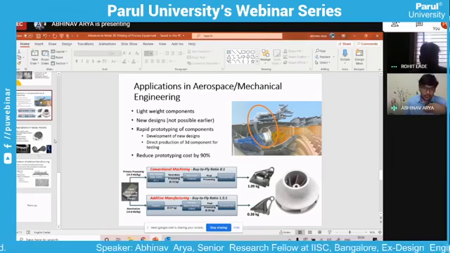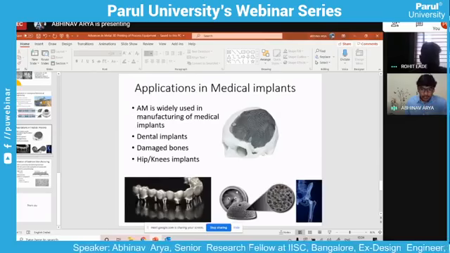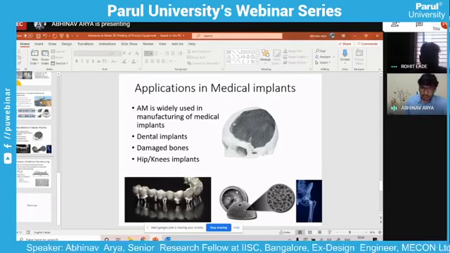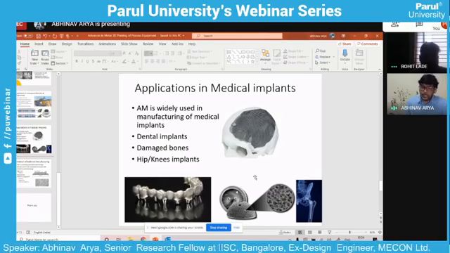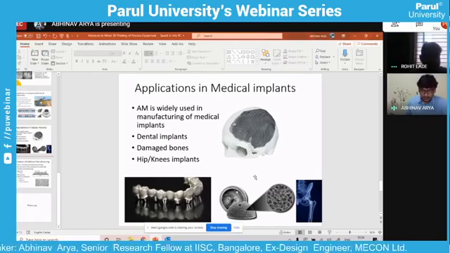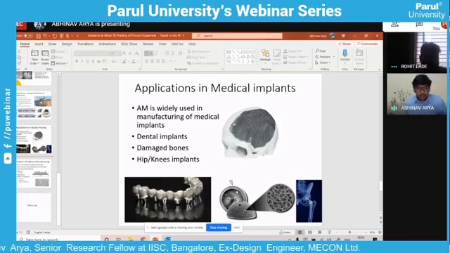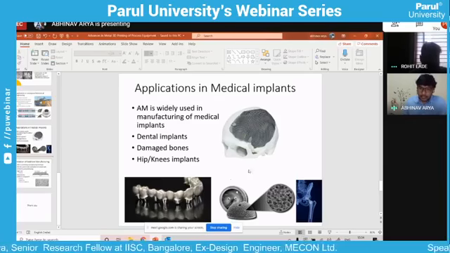Similarly, in medical applications also, all these implants that I am showing here are already in use. They are not future material. The medical industry is already using all these things.